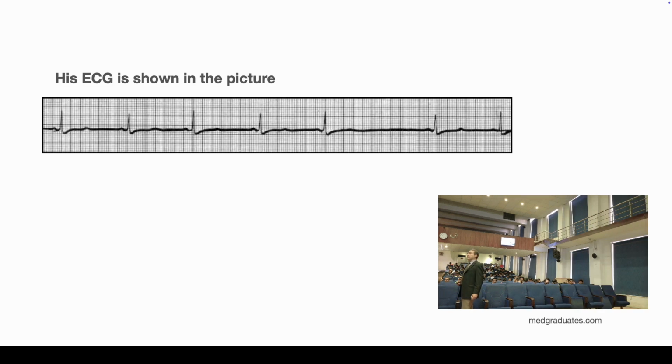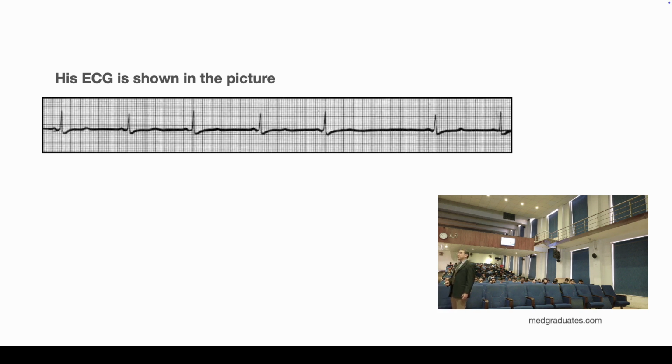Now look at the ECG of this patient. What does this ECG show? It's a slow heart rate. You see the ladies. So you see this is an abnormal thing.